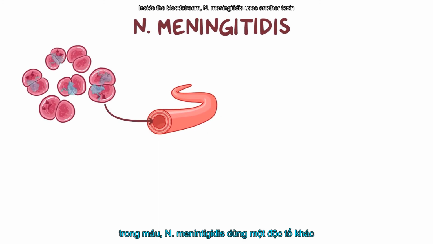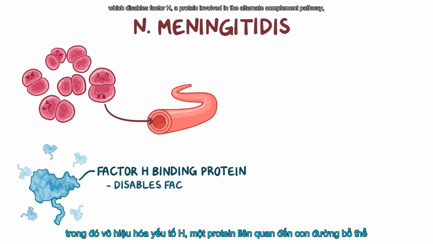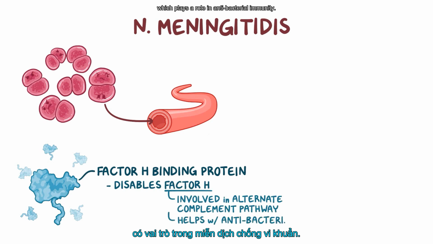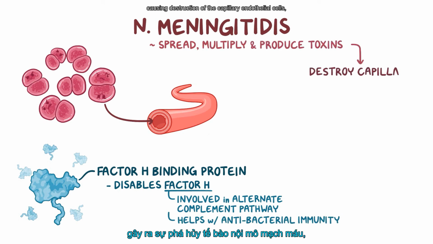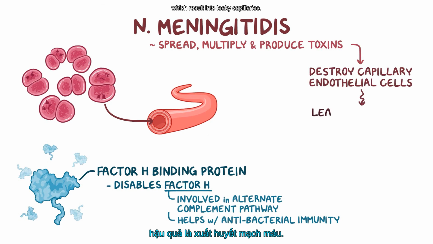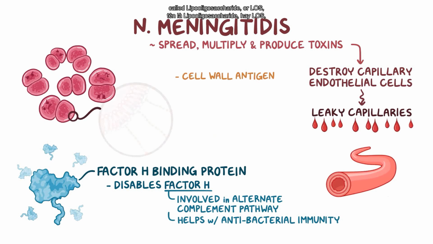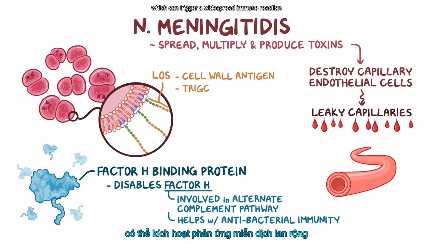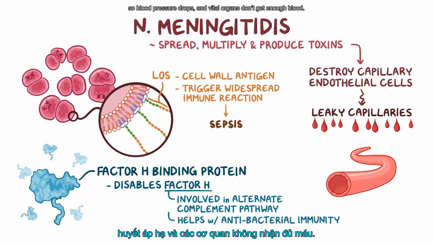Inside the bloodstream, N. meningitidis uses another toxin called factor H binding protein, which disables factor H, a protein involved in the alternate complement pathway, which plays a role in antibacterial immunity. This allows N. meningitidis to spread, multiply, and produce toxins in the bloodstream, causing destruction of the capillary endothelial cells, which results in leaky capillaries. N. meningitidis also has a cell wall antigen called lipo-oligosaccharide, or LOS, which can trigger a widespread immune reaction that results in sepsis, meaning blood vessels dilate so blood pressure drops, and vital organs don't get enough blood.